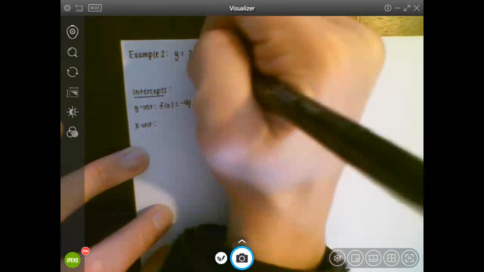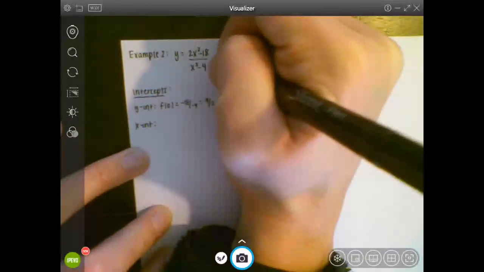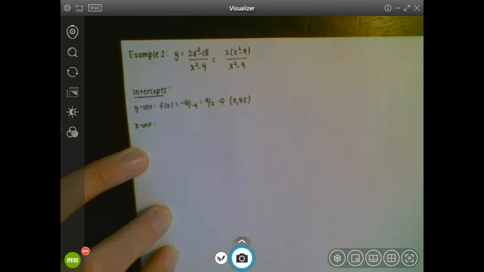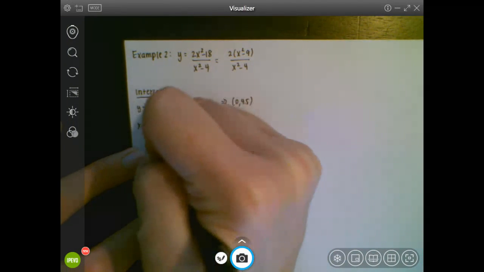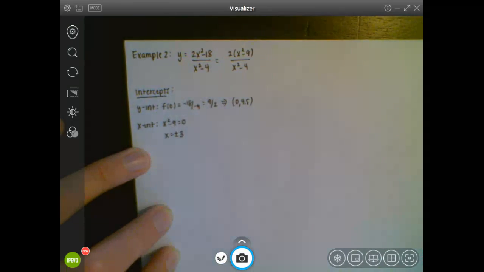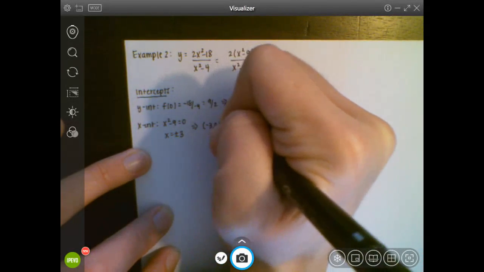So I'll actually write this in its factored form up here. That's going to be where x squared minus 9 is equal to 0. So it looks like we're going to have two x-intercepts. One is going to be at the point negative 3, 0, and the other one's going to be at the point 3, 0.